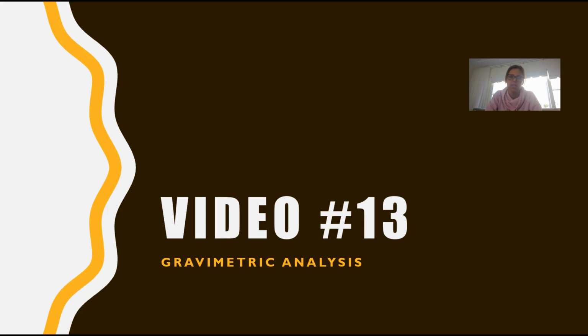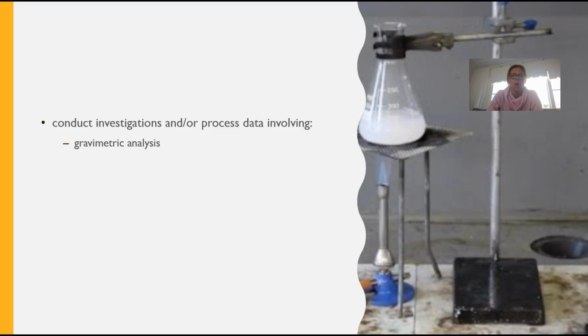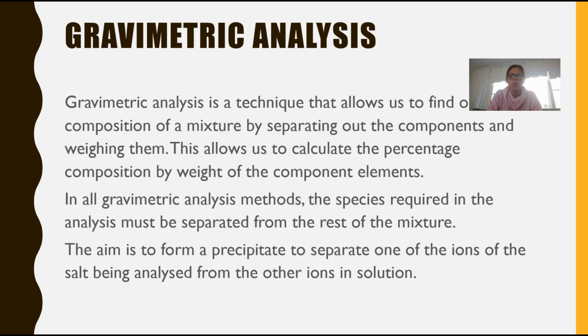But this time we're looking at, instead of finding out just what percentage or what amount of a substance there is, we're actually looking at it now in terms of ions, so inorganic ions in particular. So the outcome that we are looking at is conduct investigations, which we're in the process of doing in class, and/or process data, so using questions and using the information in those questions that are related to gravimetric analysis.